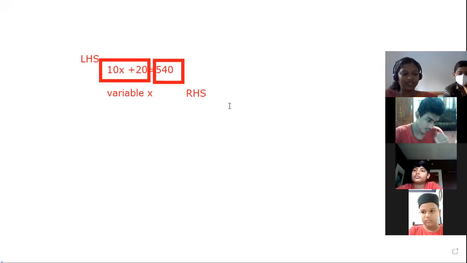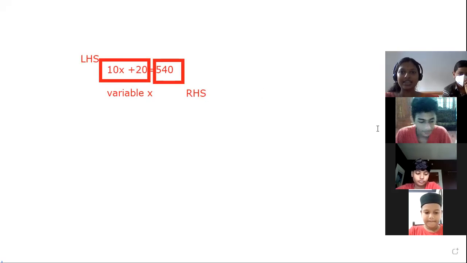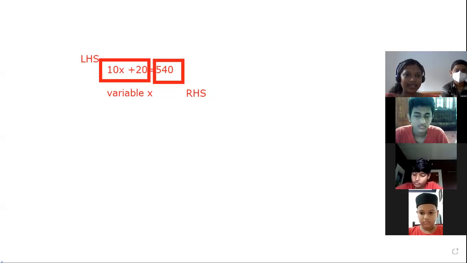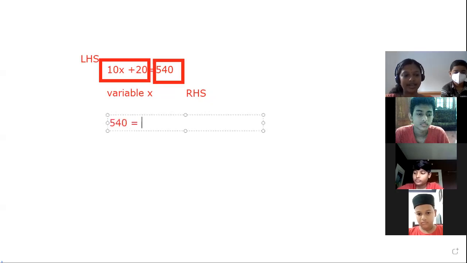Then, after that, in your textbook page number 79, you can see there are some statements given for you. Example 1. Write the following statements in the form of equation. Before that, you can see here, first of all, 10x plus 20 equal to 540. Then what about 540 is equal to 10x plus 20? Are they the same?